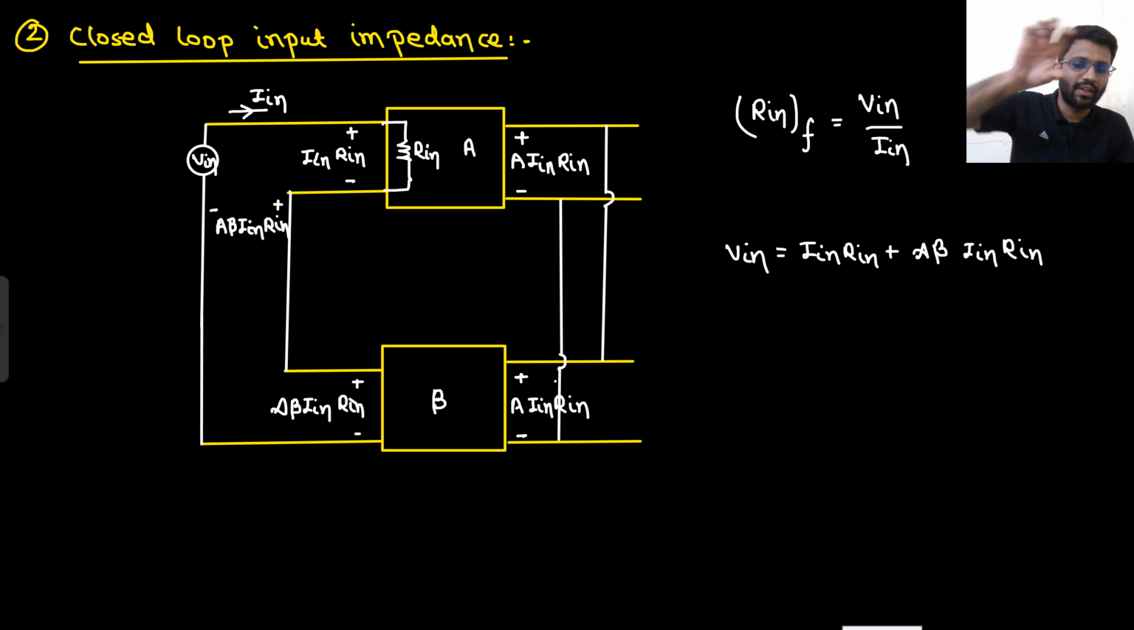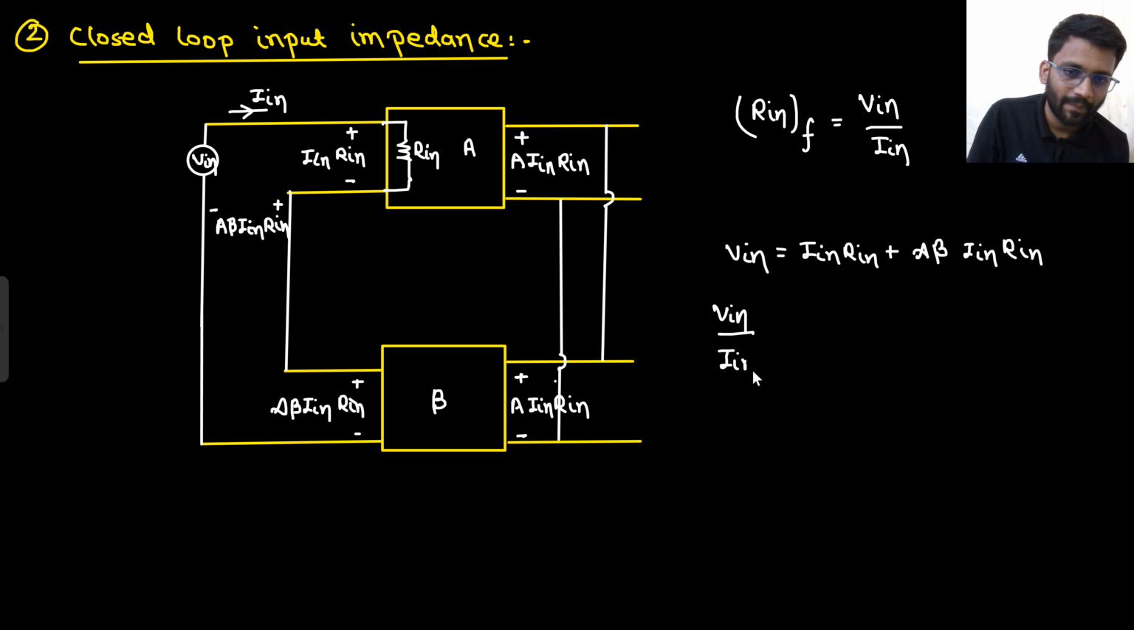So I know that current In is flowing, and In into Rin is the drop that will be amplified with the factor of A. So A into In into Rin will be fed to the feedback factor beta, and that will be amplified with the factor of beta. So A beta In into Rin. Here it is connected in series connection only. So Vin is equal to In into Rin plus A beta In into Rin. So Vin by In, or you can say Rin after feedback, is Rin into (1 plus A beta).